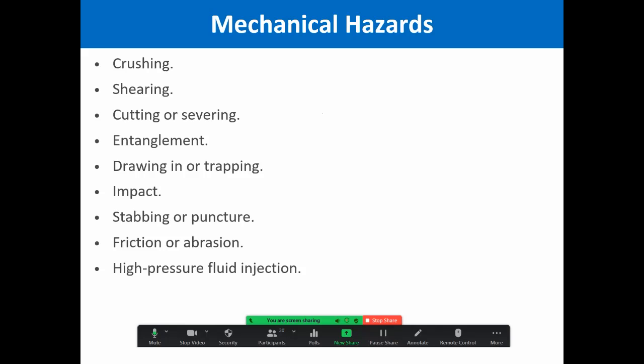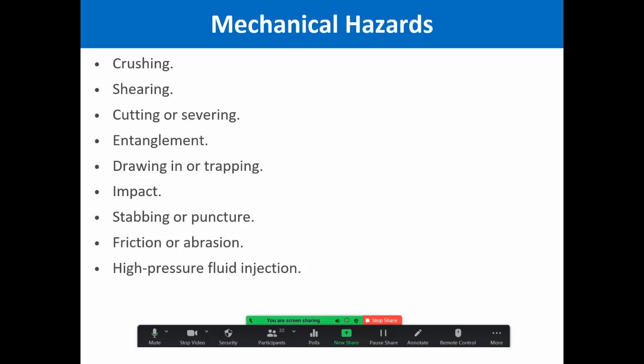Then there is drawing in or trapping. Drawing in is when you have certain equipment which is operating, it can pull in various materials or objects. Sometimes people get drawn in. For example, a photocopy machine basically draws in paper. When the machine is drawing in paper, if your hands are nearby, it might even draw in your fingers as well. Then there is impact. Impact is when you strike against something. So that's also a mechanical hazard.